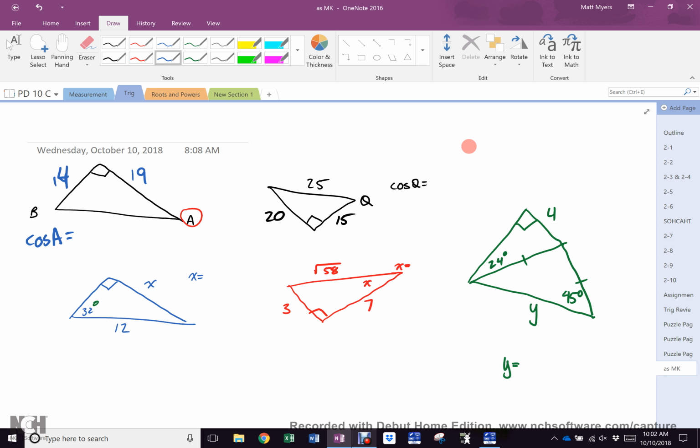Does anybody have a fraction for me yet? 19 over the square root of 557. Or 0.805.